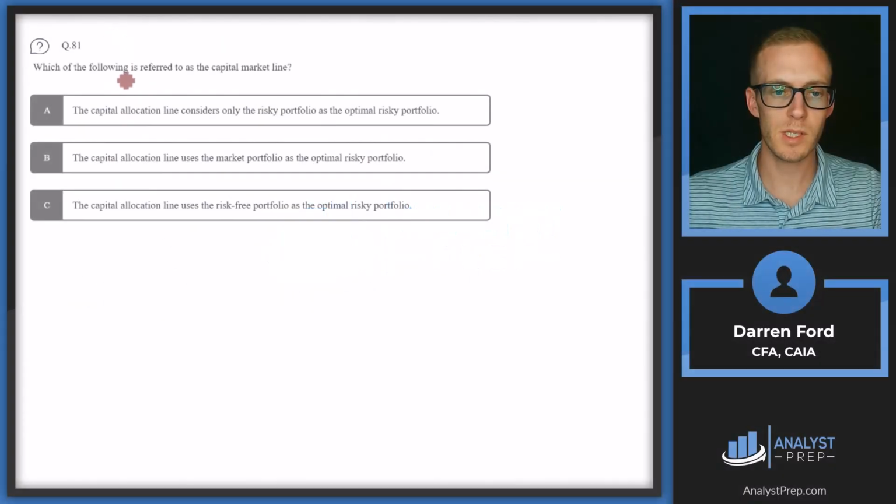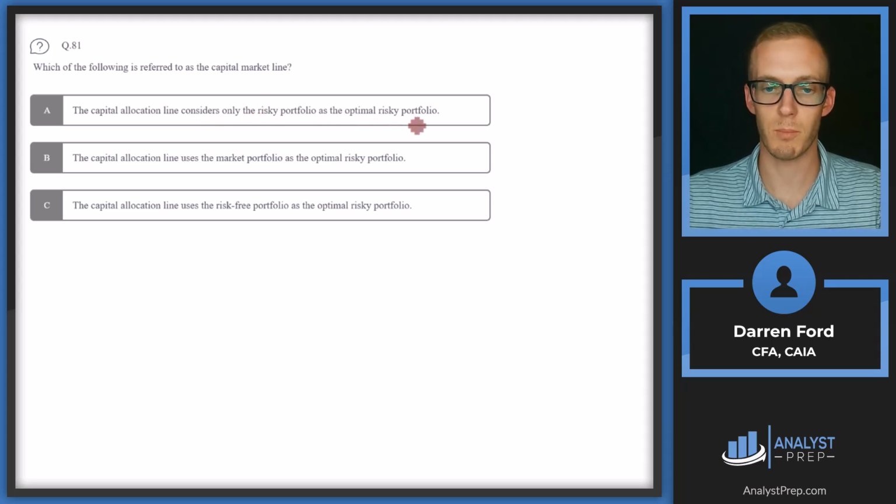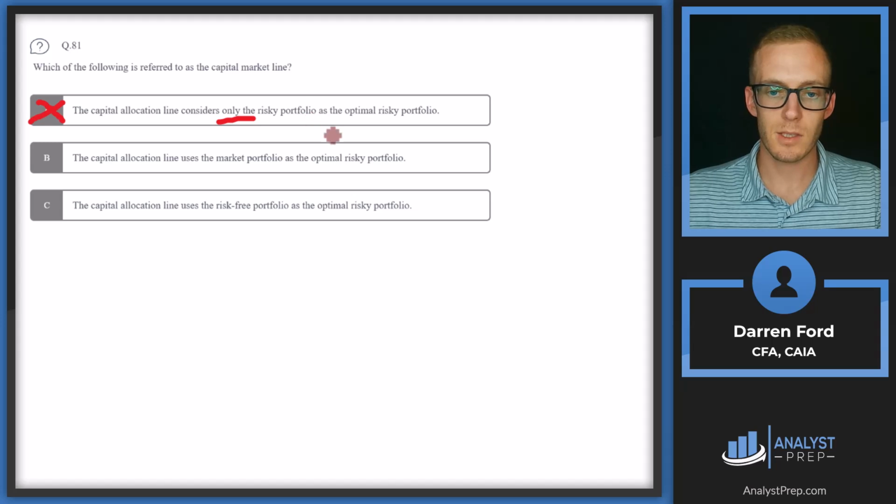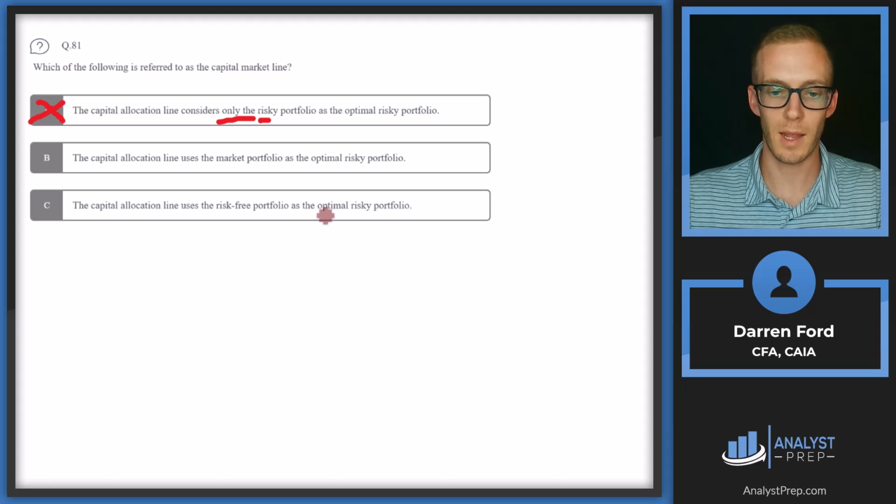Question 81. Which of the following is referred to as the capital market line? A, the capital allocation line considers only the risky portfolio as the optimal risky portfolio. So we can rule this out. It doesn't consider only the risky portfolio as the optimal risky portfolio. It could consider, depending on the investor, some combination of the risky portfolio and the risk-free portfolio. It doesn't have to be only the risky.